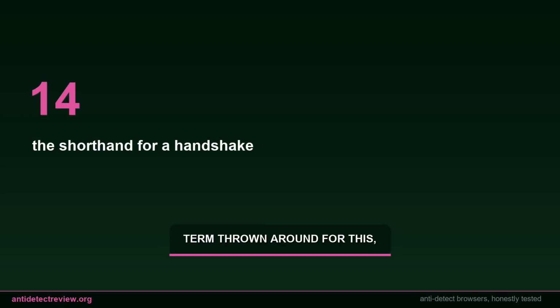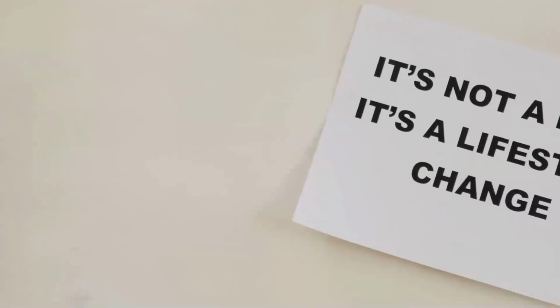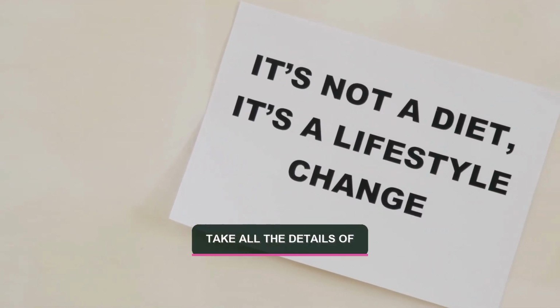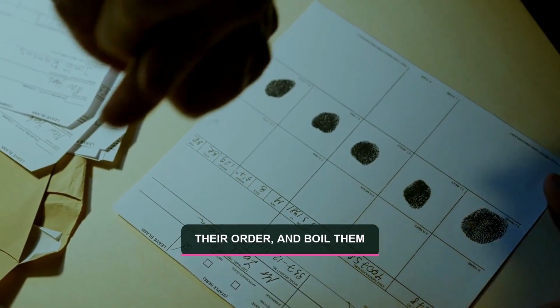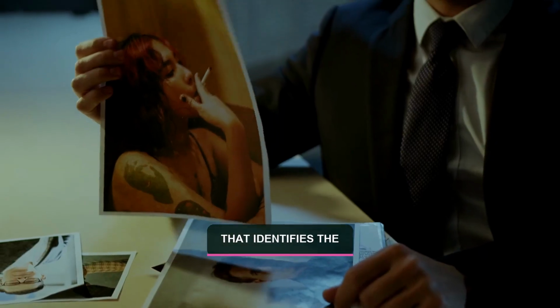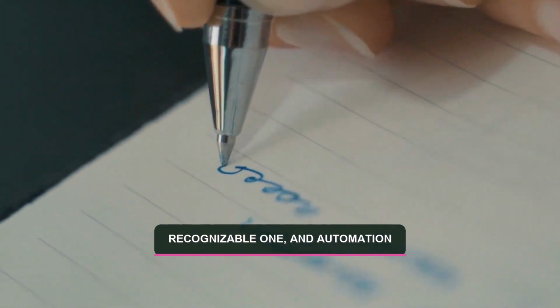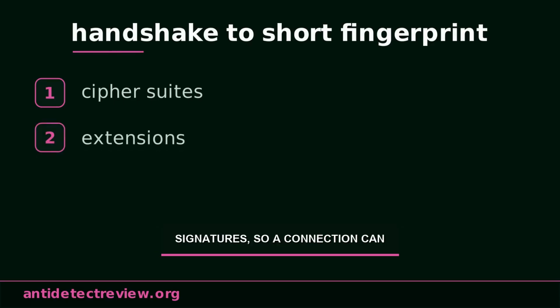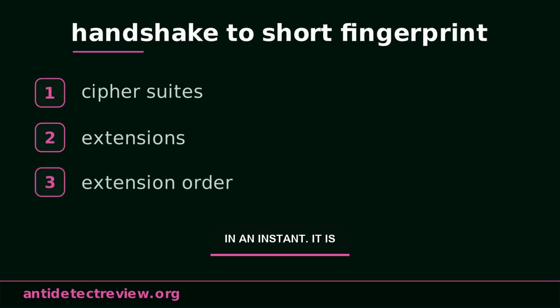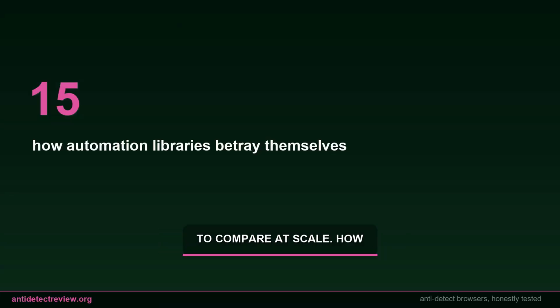You will hear a specific term thrown around for this: a short code that summarizes the handshake into a compact fingerprint. The idea is simple. Take all the details of that opening message, the encryption methods, the extensions, their order, and boil them down to one short signature that identifies the client shape. Real Chrome of a given version produces a recognizable one, and automation libraries produce their own. Detection maintains lists of these signatures, so a connection can be matched against known clients in an instant. It is just a convenient shorthand for the handshake, but it is what makes this fingerprint fast to compare at scale. How automation libraries betray themselves?